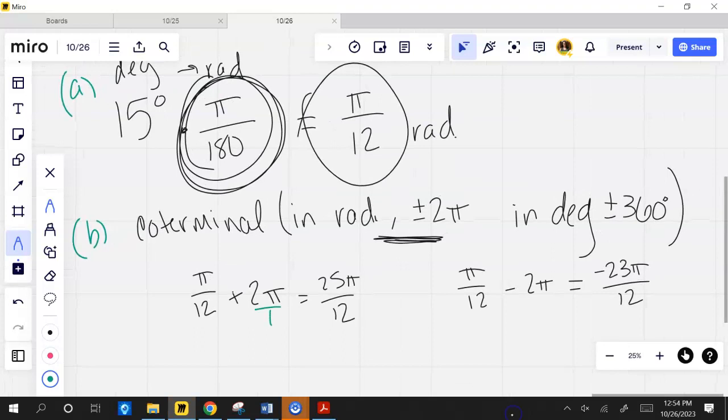So you need to pay attention. I multiplied by 12 on the top and the bottom. 24 plus 1 is 25 pi.